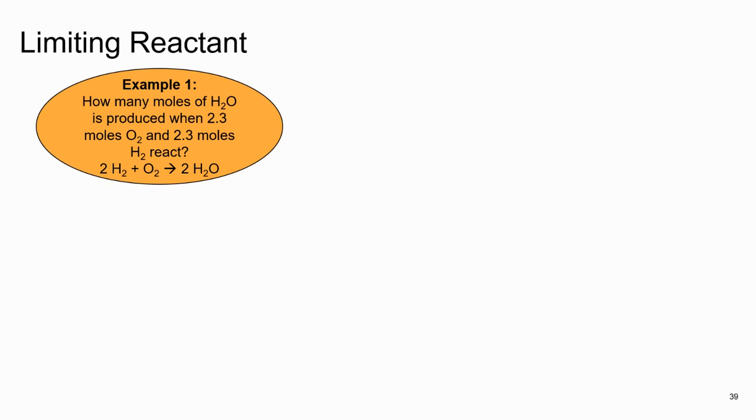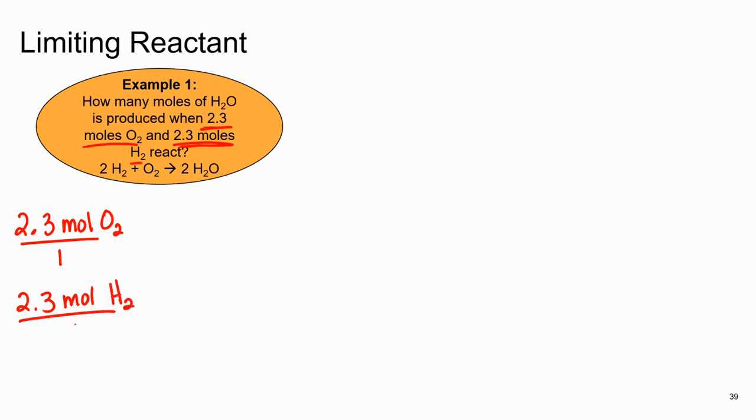So this problem says how many moles of water is produced when 2.3 moles of O2, there's one known, and 2.3 moles of H2 react. So we have two known given values. 2.3 moles O2 is one known. The other known is 2.3 moles of H2. Now it says how many moles of water is produced. This is just a mole to mole problem. How do we get from moles of one compound to moles of another? Well, we need the balanced equation.